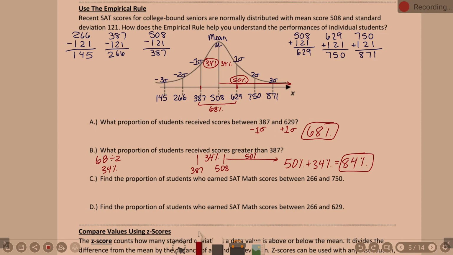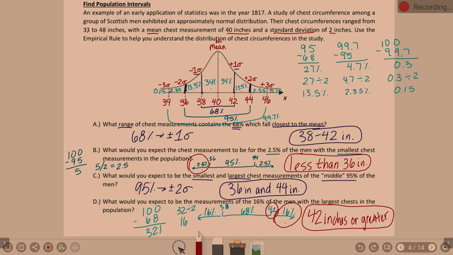Could you go back to this right here and just add all these numbers? 34, 34, 13.5, 2.35, 0.15? You could. Those would also add up to 84. Okay?